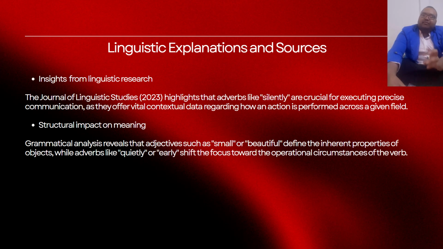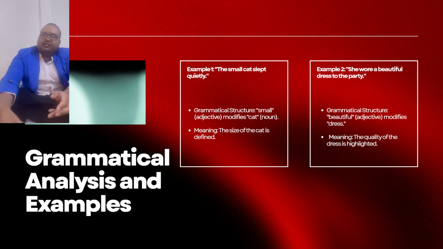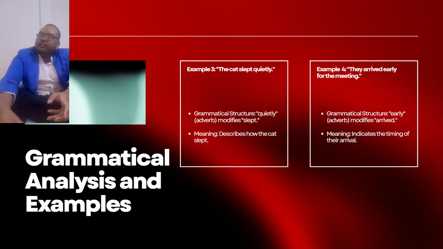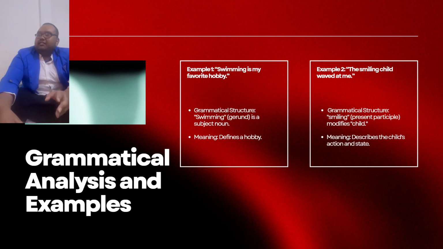Structural impact on meaning. Grammatical analysis reveals that adjectives such as small or beautiful define the inherent properties of objects, while adverbs like quietly or early shift the focus toward the operational sequence of the verb. Now, for grammatical analysis and example, like this. Also this. And this, and also this.